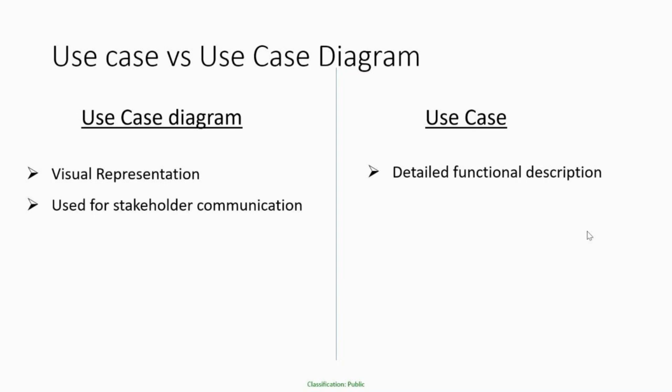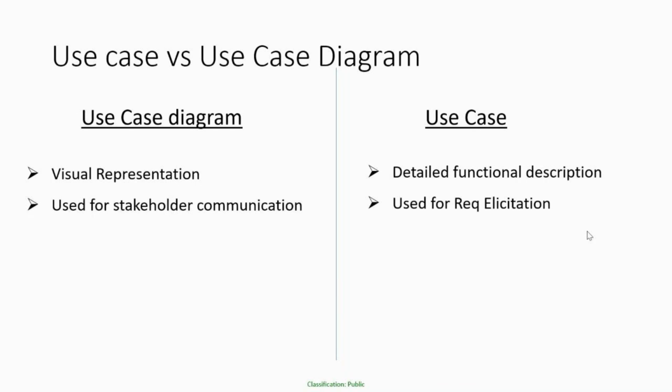In your workshops, when you're discussing how a requirement has to be represented, you use the use case diagram, take it to the workshop, show it in a slide, and initiate the conversation for that particular feature. That's how you can use it for stakeholder communication.